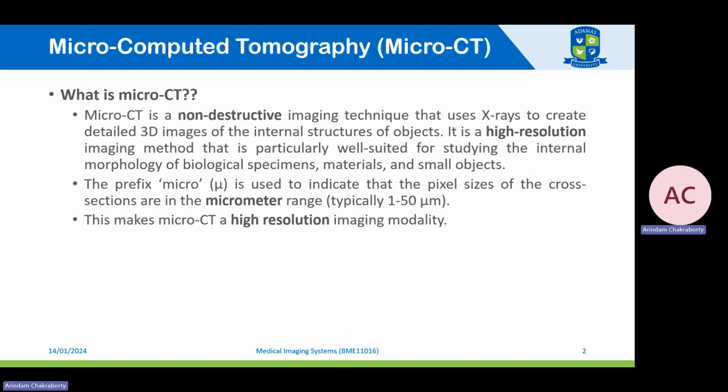very high resolution. Therefore, the most important point of micro CT is that it is a non-destructive imaging technique, not only for biological specimens, but also for specimens related to material science or metallurgical engineering. And generally, the objects that are being scanned using micro CT are relatively smaller objects as compared to those scanned using computed tomography or conventional CT.